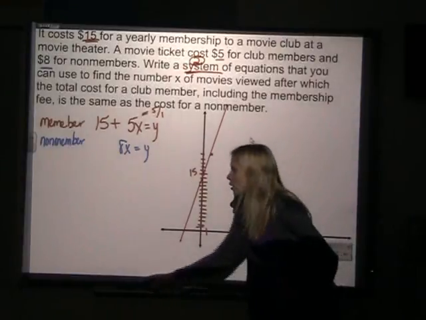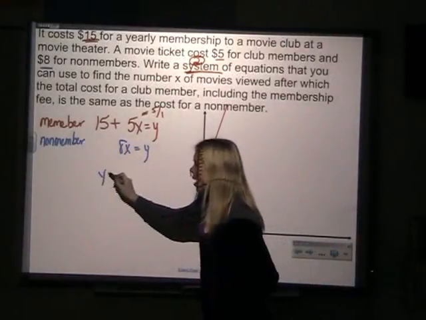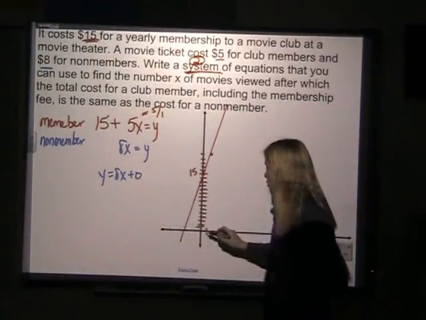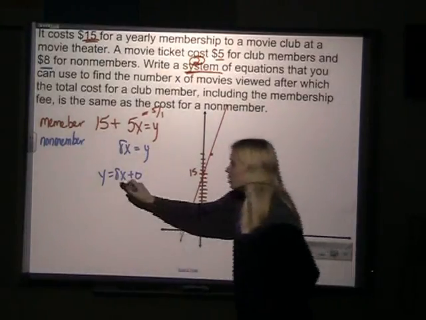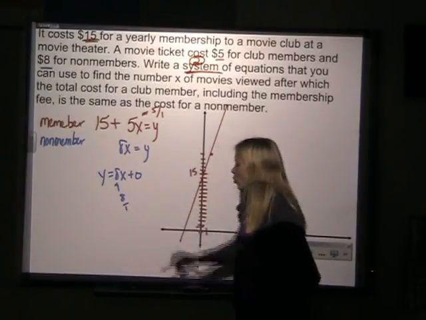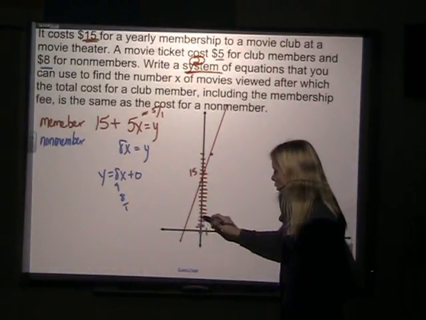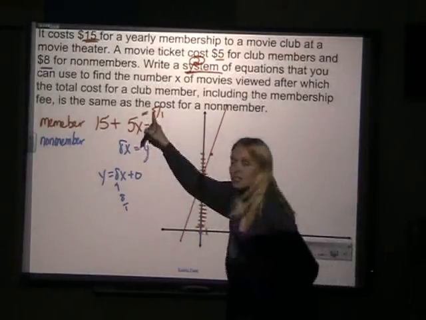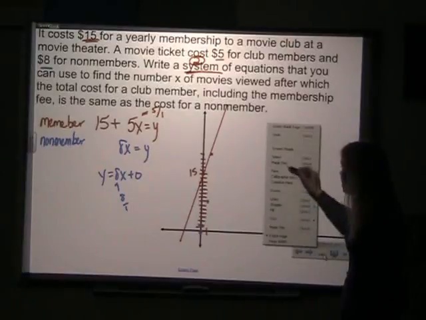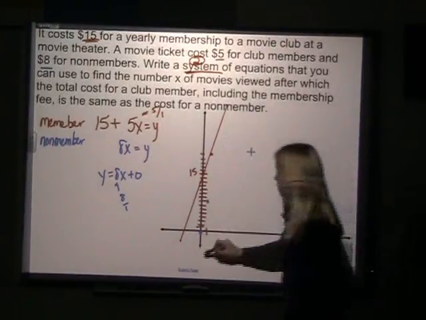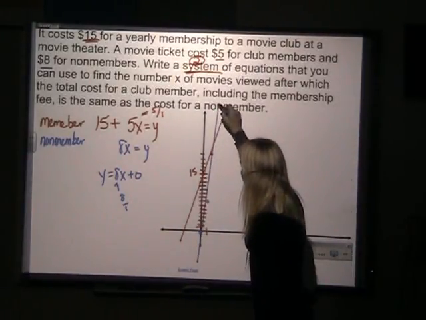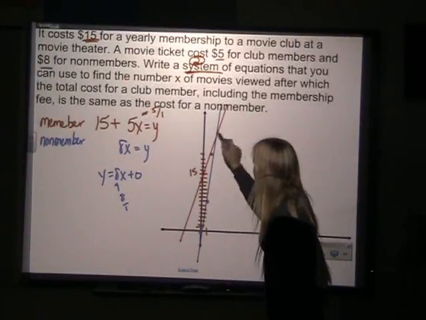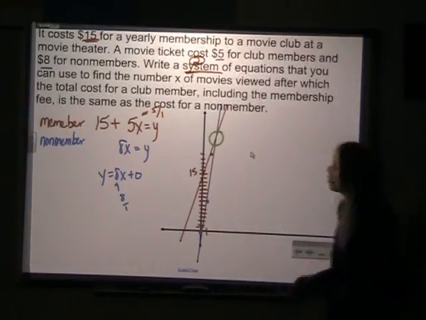For the next one, this is the same thing as y equals 8x plus nothing. So remember, they didn't have that fee. So this has a y-intercept of (0, 0). But the slope is 8 over 1. So I'm going to go up 1, 2, 3, 4, 5, 6, 7, 8, and over 1. These are not the same slope, so my lines should not be parallel. Okay? You'll notice these lines are going to cross.